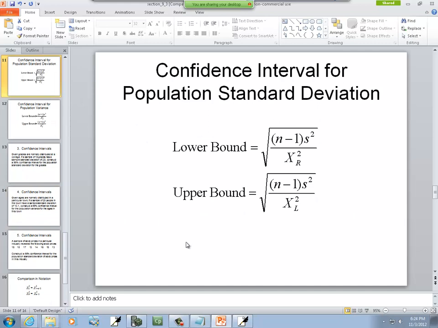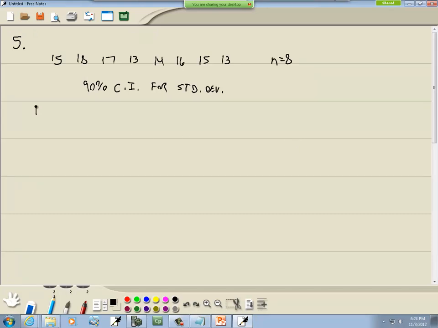This is the formula we're going to use. Well, we have the n. We don't have s. So let's find s. If they don't give you the sample standard deviation, you have to find it. Well, I'm going to put these in a column. These are my x values. So I got 15, 18, 17, 13, 14, 16, 15, 13.